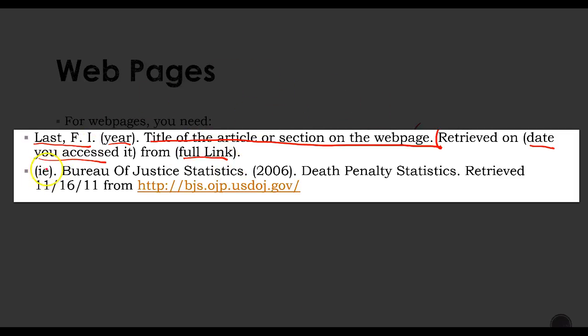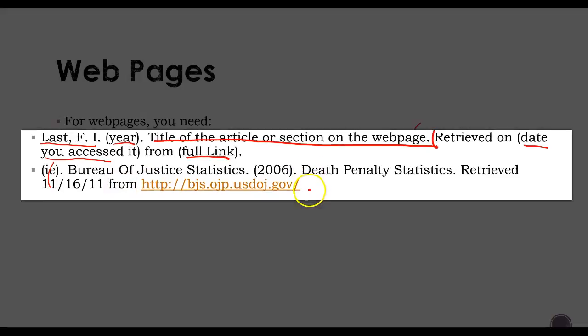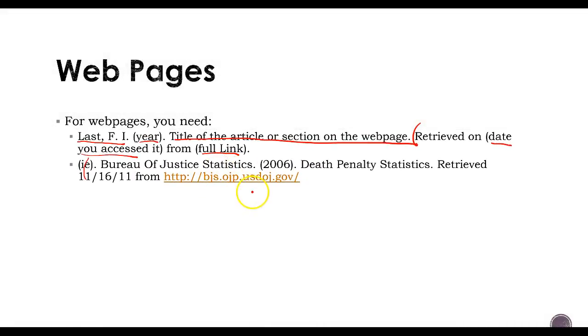So here's an example of a web page citation. Bureau of Justice Statistics is the organization, 2006, period. The title is Death Penalty Statistics, period. And we just put retrieved 11/16/11 from, and then here's the full link that it came from, so that somebody could just open up that link and find that article.